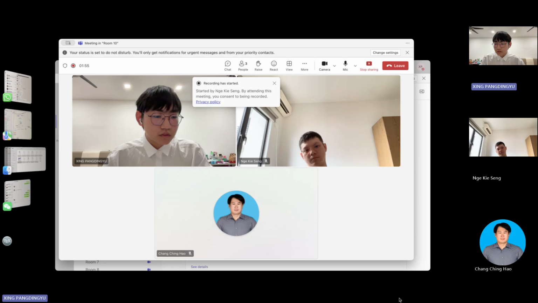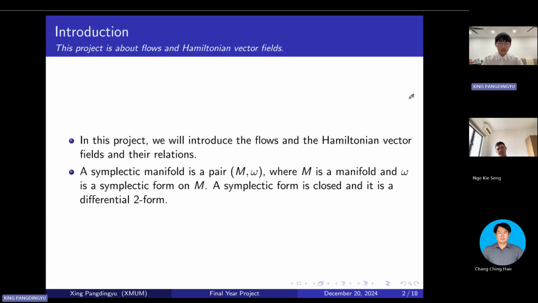So in this project, we will introduce the flows and the Hamiltonian vector fields and their relations. Before starting, we need to know about symplectic manifolds, which will be used in this project. A symplectic manifold is a pair (M, omega), where M is a manifold, and omega is a symplectic form on M. A symplectic form, by definition, is closed and is a differential two-form.